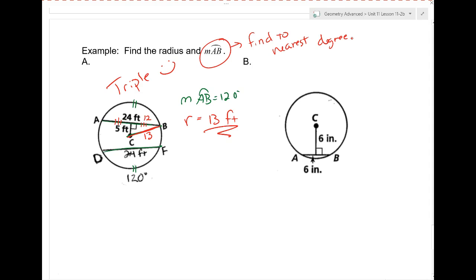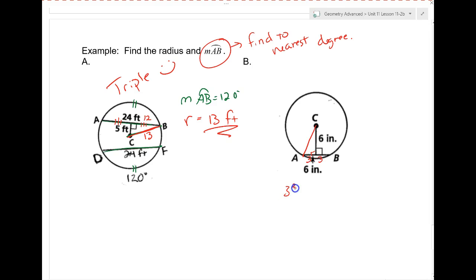Talk to me first. Which is going to be easiest to find this time, the radius or the arc? Isn't it going to be the radius? All right, because what do? Can I draw this in? What happens to my chord here? Bisect it. So you guys agree with me that's 3, so this would be 3.